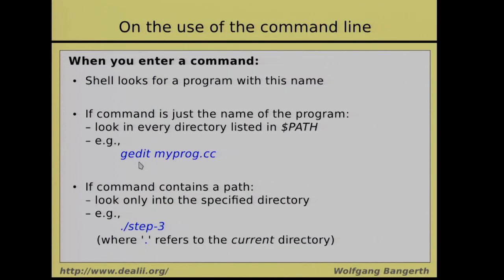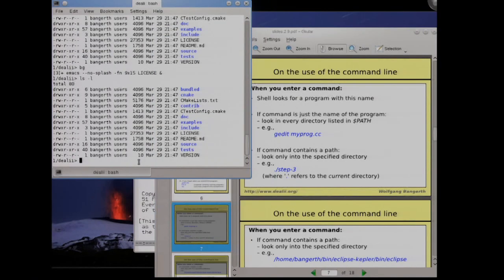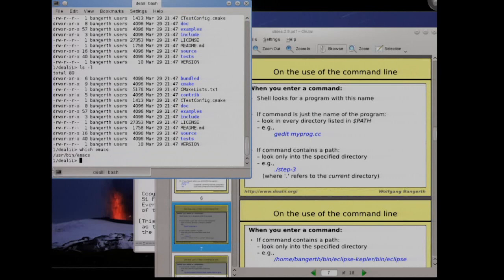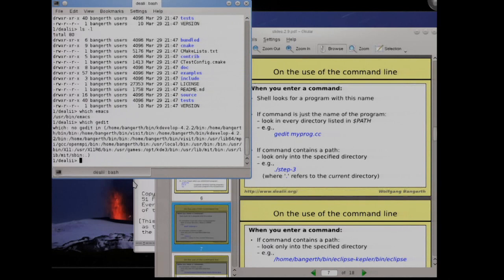So if I look here, for example, let's say you remember I called Emacs. Emacs is not located in this directory. I can find out by issuing the command which Emacs, where it is, and it turns out that the executable for Emacs can be found in the directory /usr/bin/emacs. Okay, same thing for gedit. Let's see if I have this installed. Actually, I don't have gedit installed. So with which I can find out where that is.